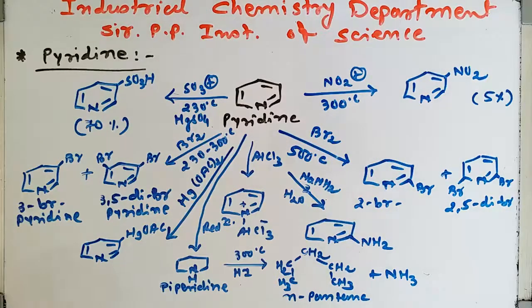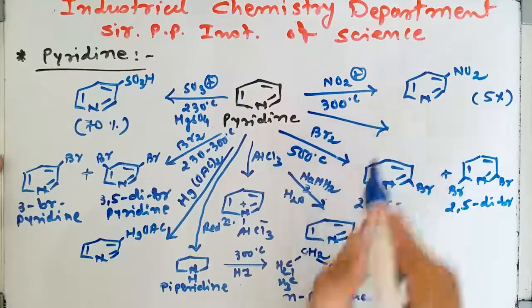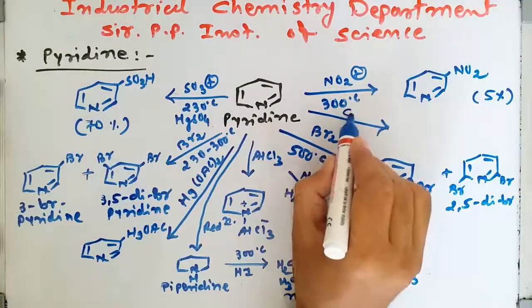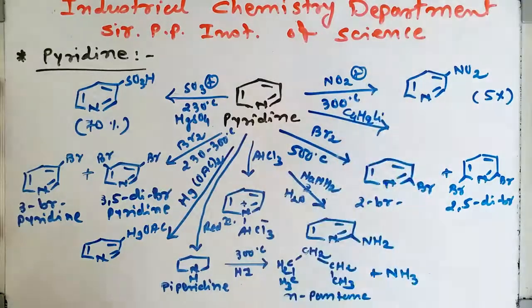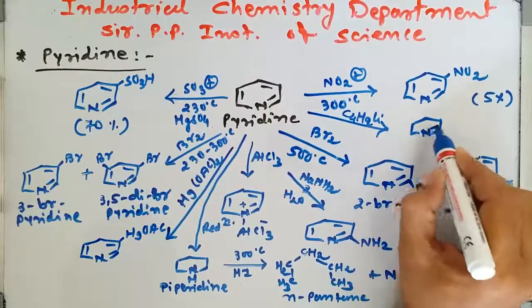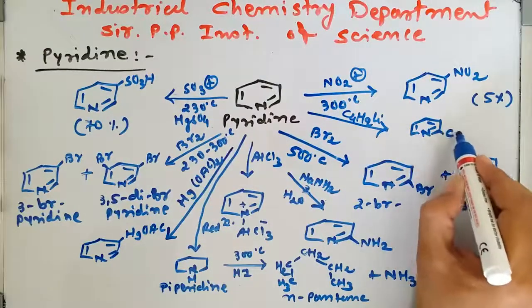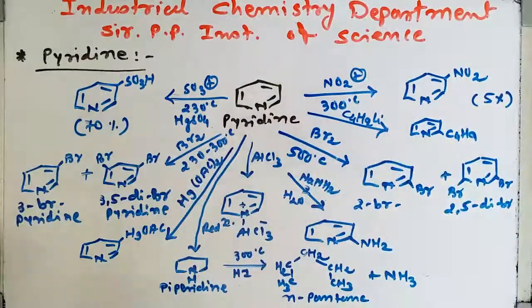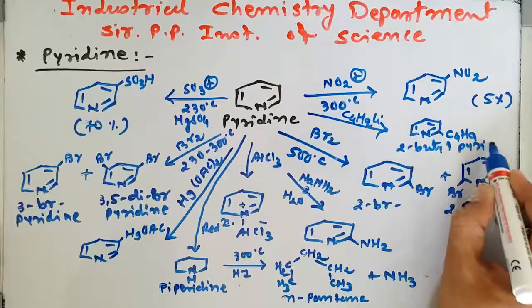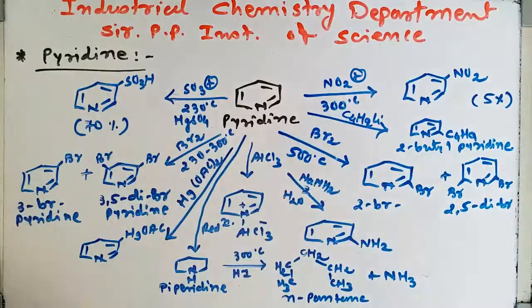We have one more reaction with pyridine. I write it down here, here is some space. With the help of butyllithium, C4H9Li, a butyl group, C4H9, is introduced at position number 2. This is 2-butylpyridine. These are very important properties of pyridine.